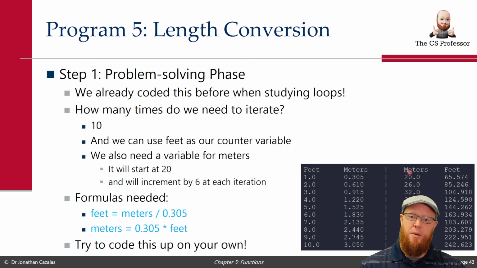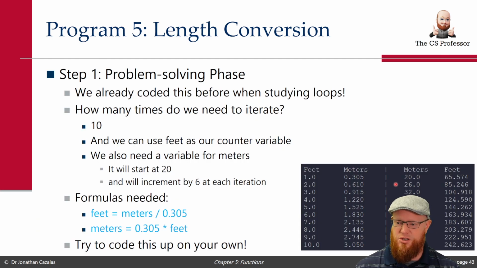We recognize we have a meters. Meters has to go from 20 up to this number, but we're basically just going to add 6 at every single step of the iteration. All of that should hopefully be okay. What's new here is this idea of now making all of this inside functions.